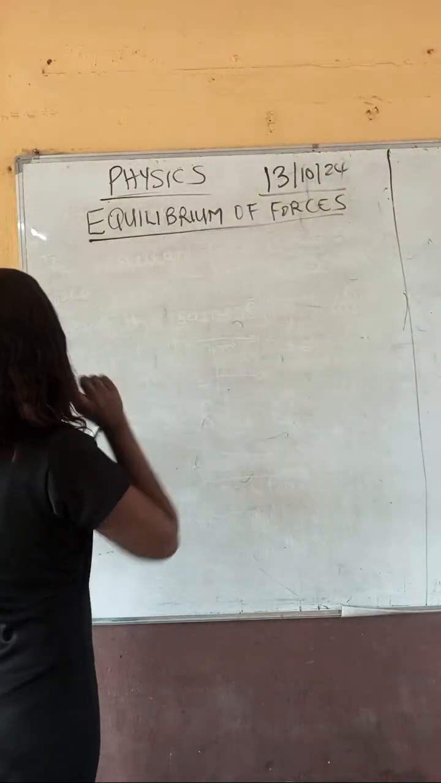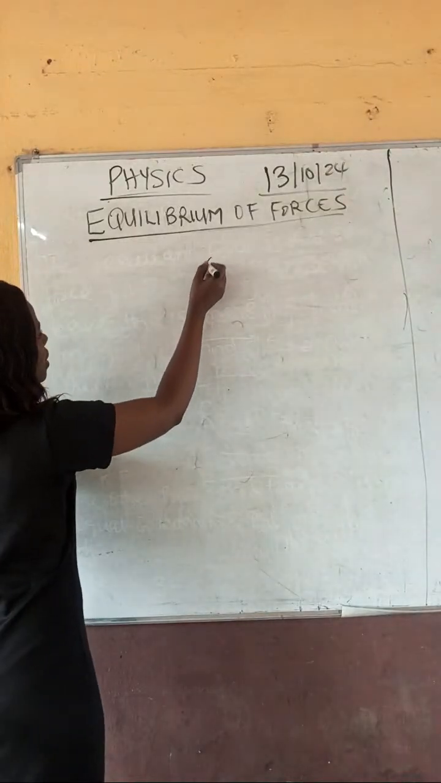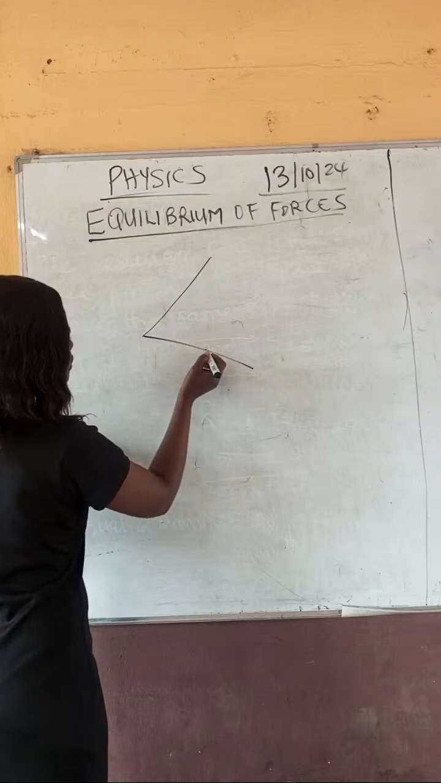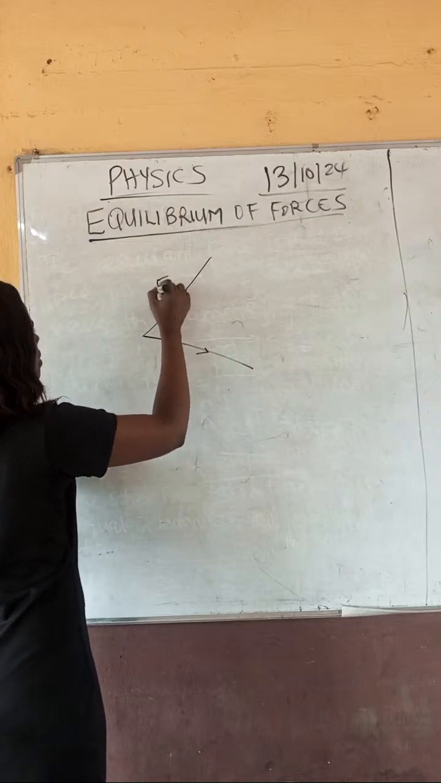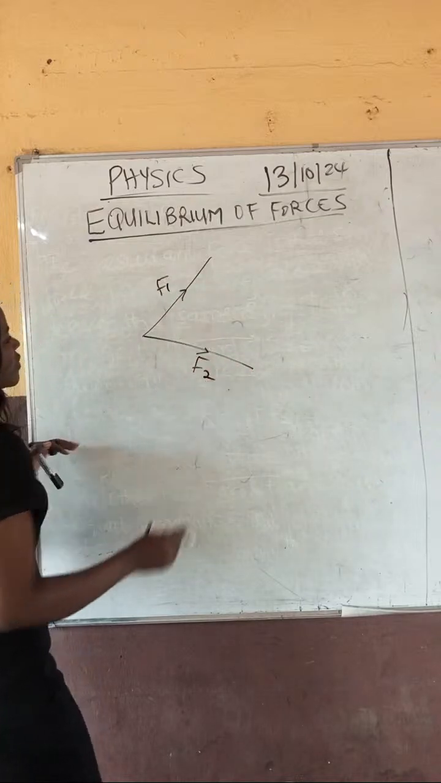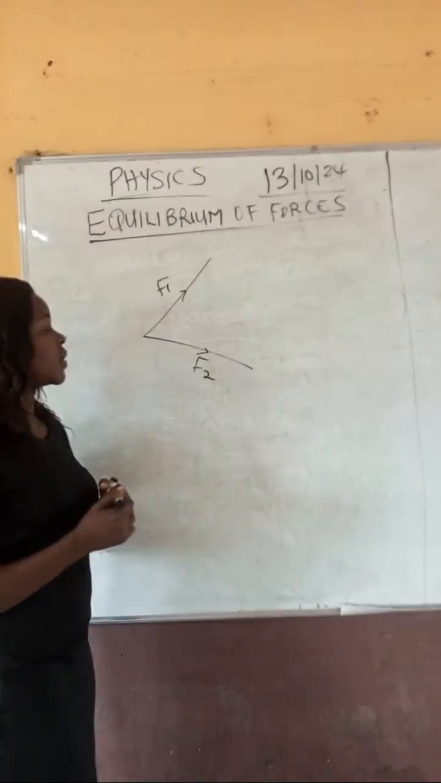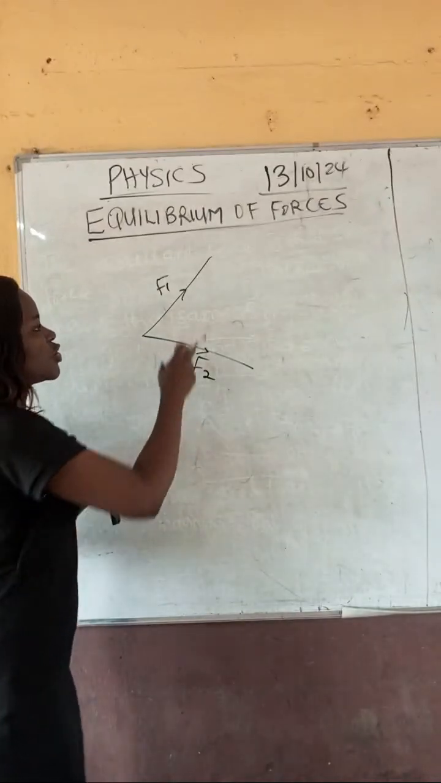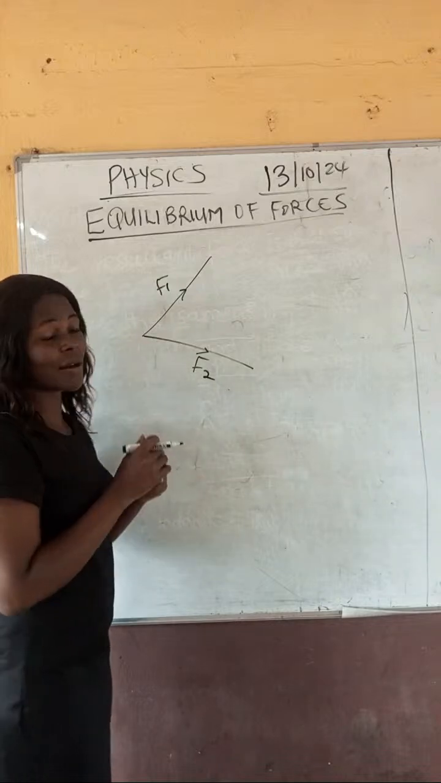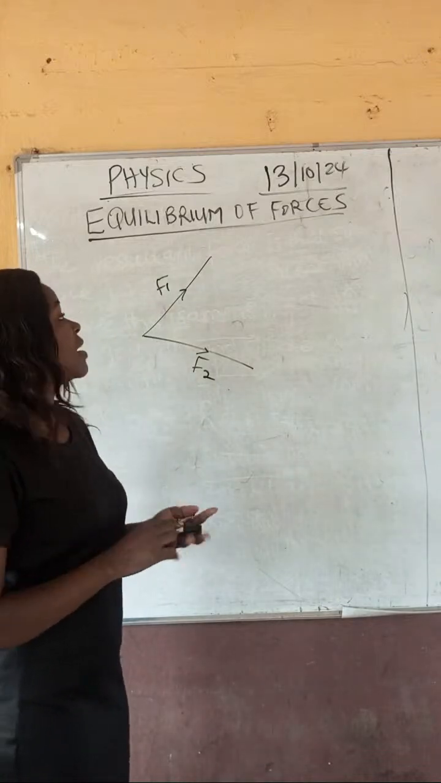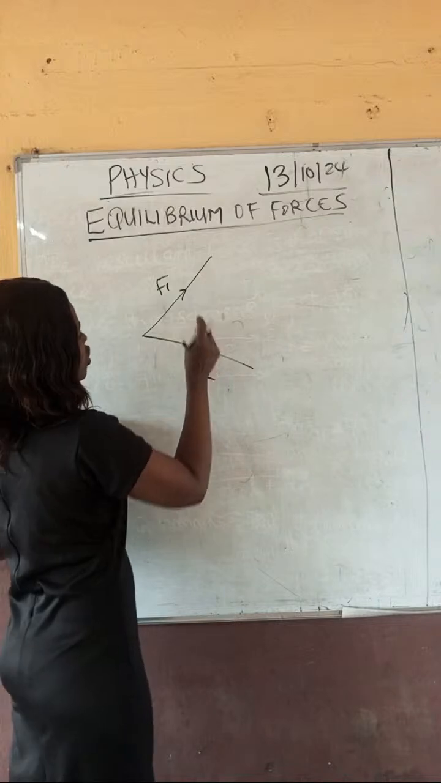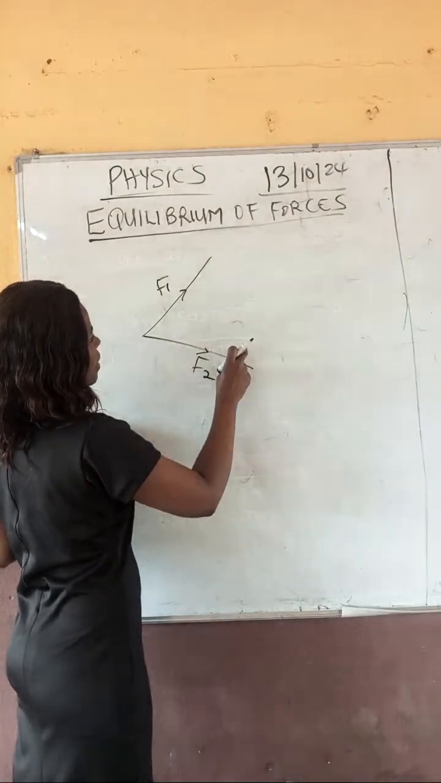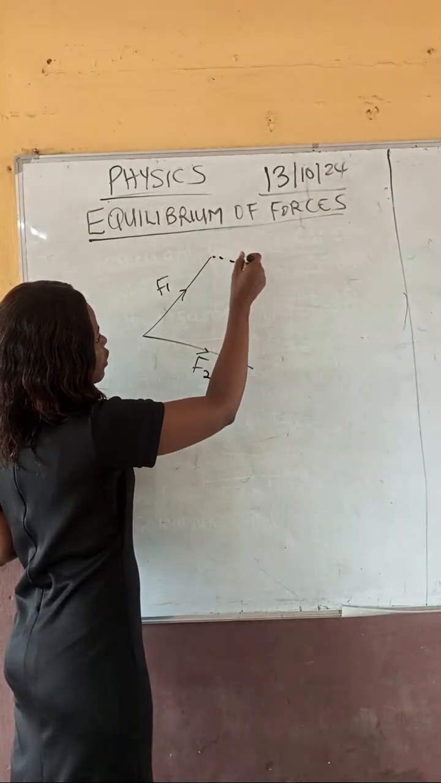All right. So we have this diagram, F1 and F2. This is F1, this is F2. Now, for us to get the resultant of this vector, what we are going to do is to complete this diagram to form a parallelogram. If you form a parallelogram, you're just going to extend this to be parallel to this. So I'm going to extend it.